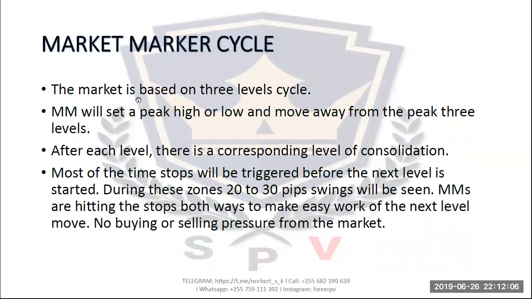Now we come to the part where we need to understand the dealer cycle, call it the market maker cycle. Now, the market is based on a 3-level cycle. Market maker will set a peak high or a peak low, and then move away from the peak 3 levels. So the dealer would set a peak high, and then he would move the 3 levels.